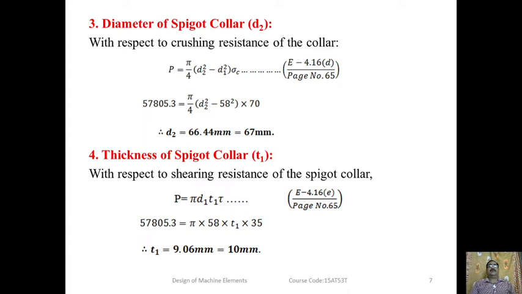Next, diameter of spigot collar d2. For this we have to use the equation 4.16d, which is on page number 65 in the data book. So the value of d2 comes 67 mm. Similarly, the fourth step, thickness of spigot collar t1. For this we have to use the equation 4.16e, again on page number 65. When we substitute the values of capital P, d1 and tau, the value of t1 comes 10 mm.